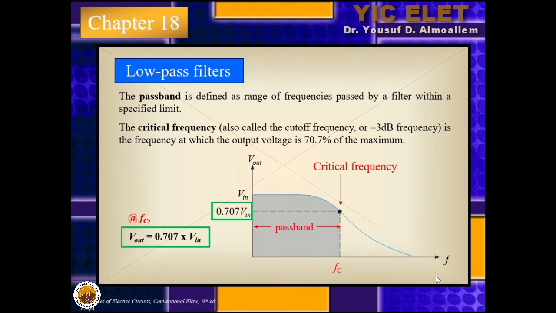And if you plug these numbers in the previous equations that we've seen, you will get minus 3 dB. If you want to calculate the decibel of that ratio, which is V out over V in, V out over V in will be equal to 0.707. So if you plug these numbers, 20 log V out over V in, so 20 log 0.707 will be equal to minus 3 dB.